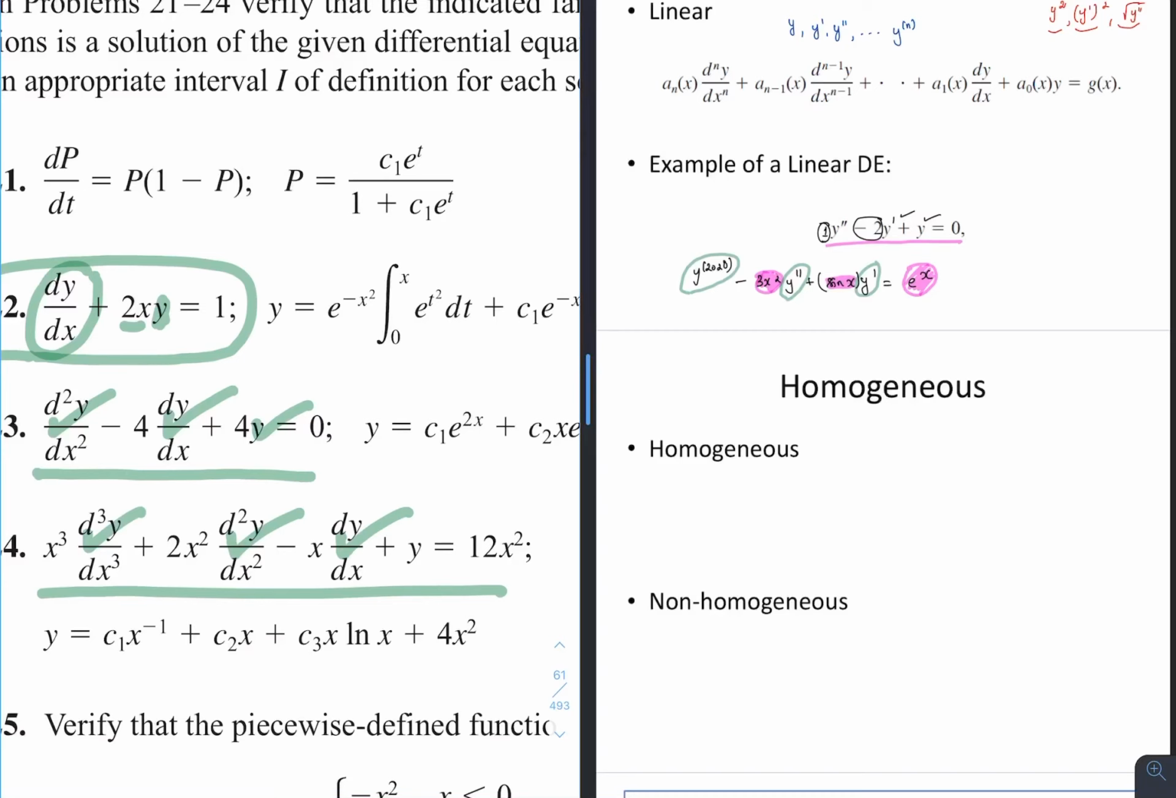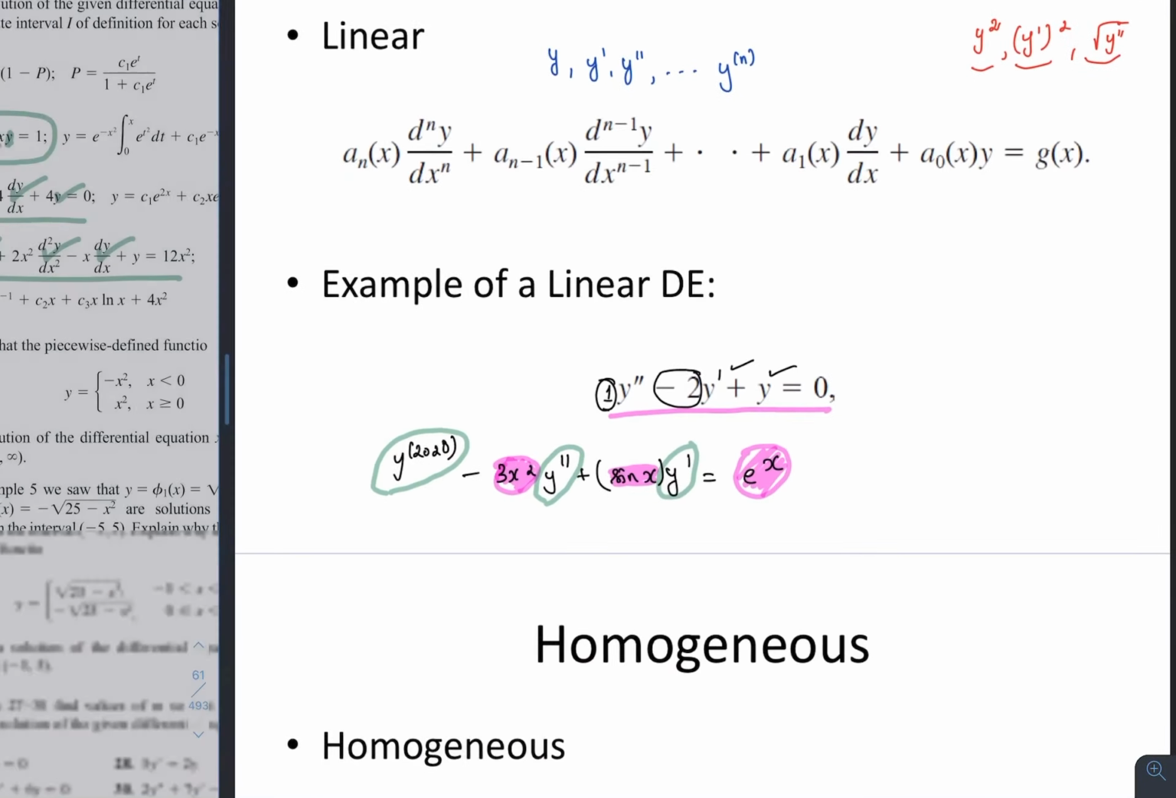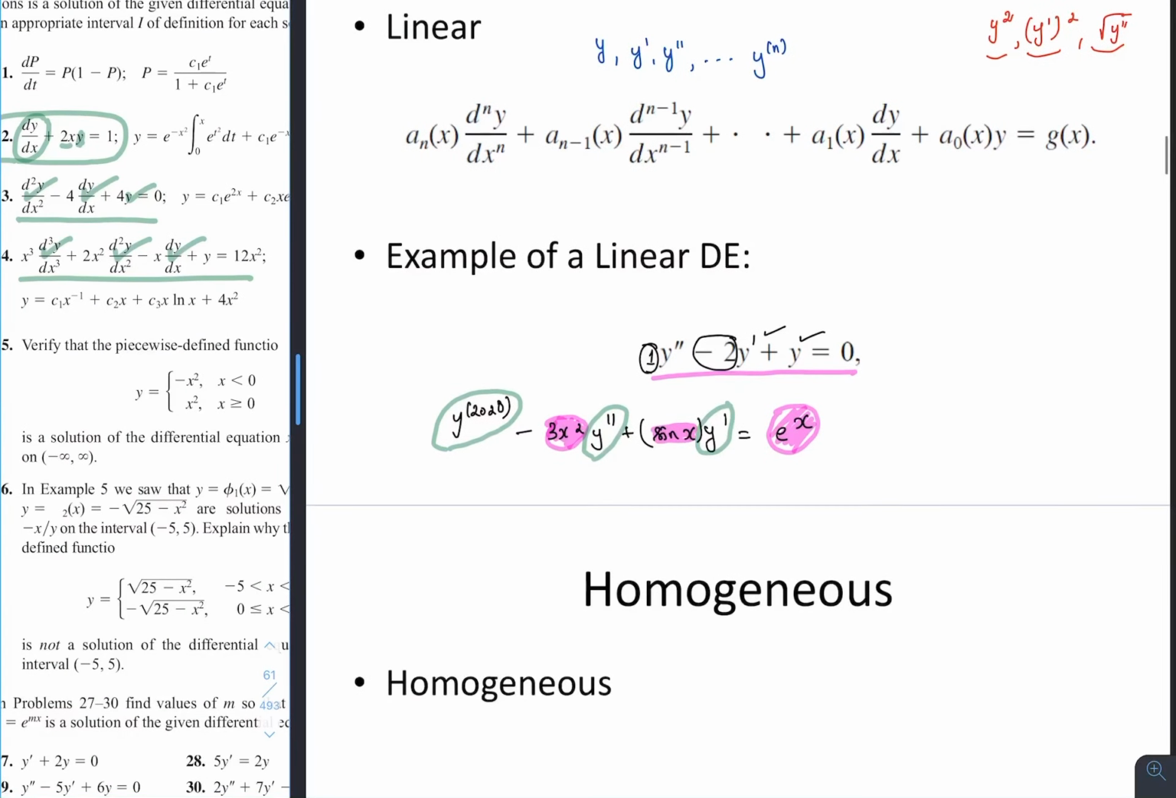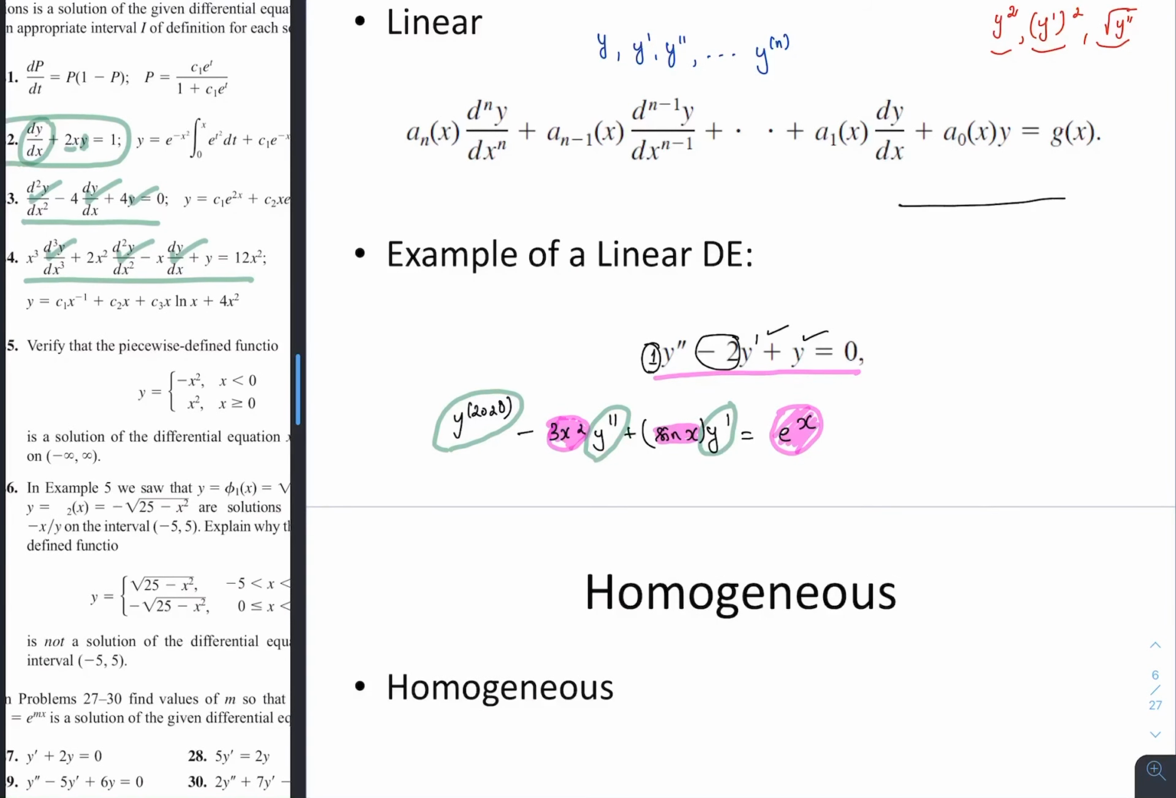So this will be a linear differential equation. And one other thing that I want to talk about in terms of linearity is the following: sometimes, if a dependent variable is multiplied by a derivative of the dependent variable, if you have a term like this, then that becomes nonlinear. This is no longer linear.